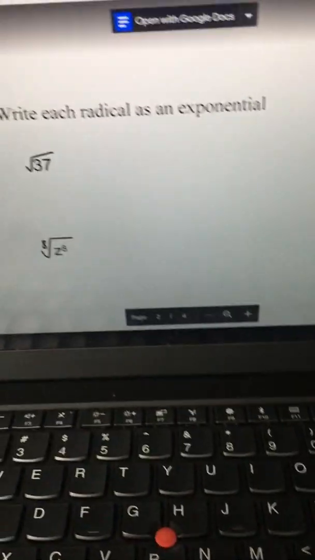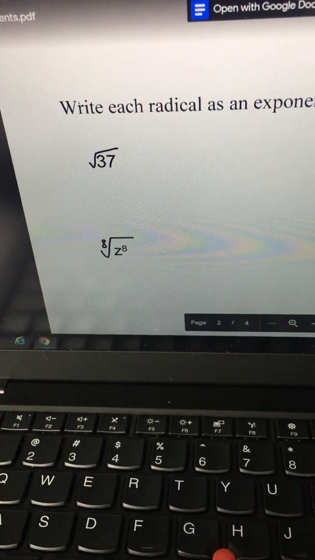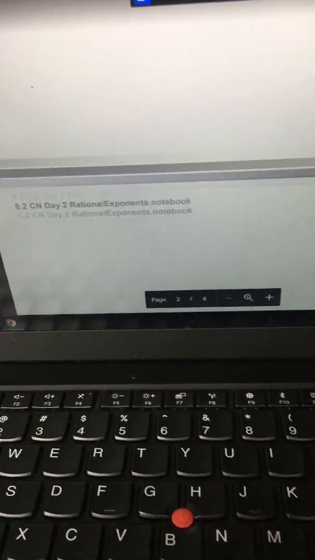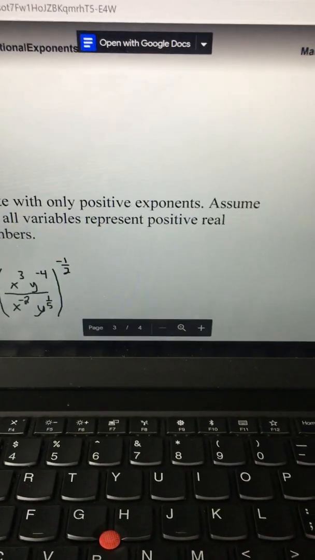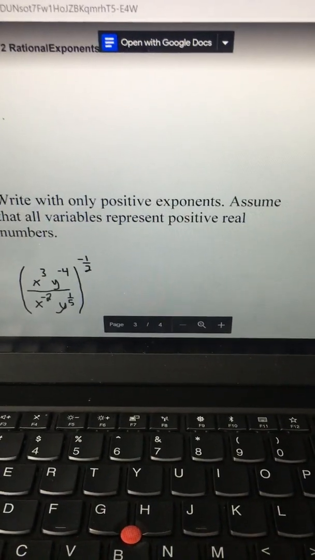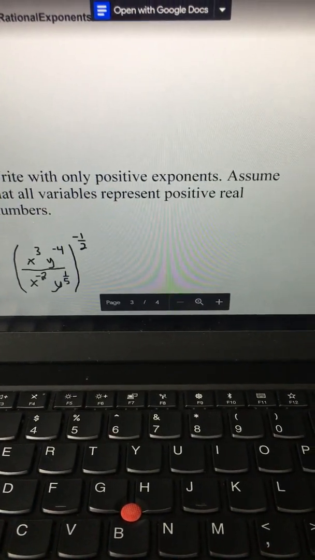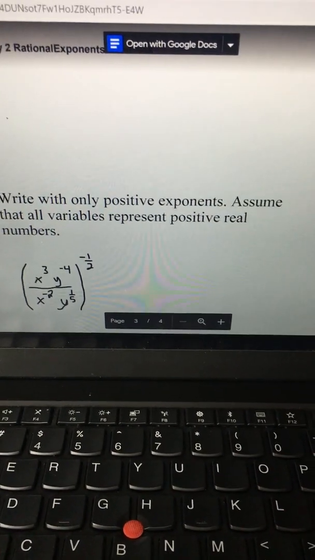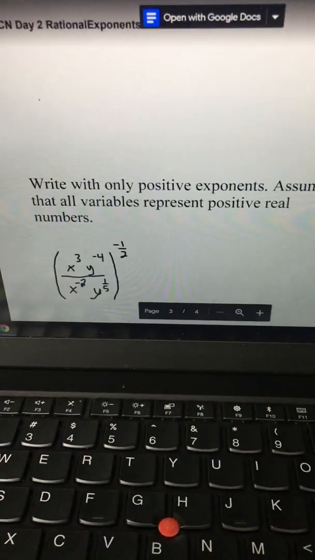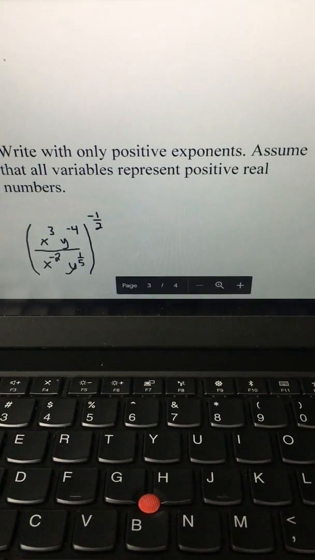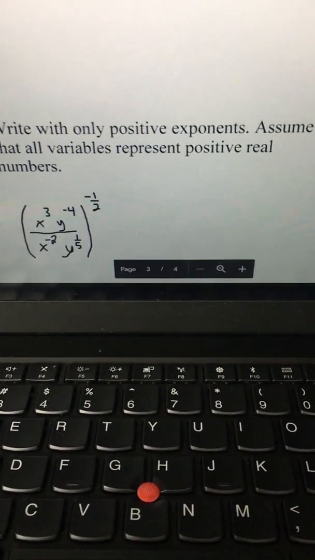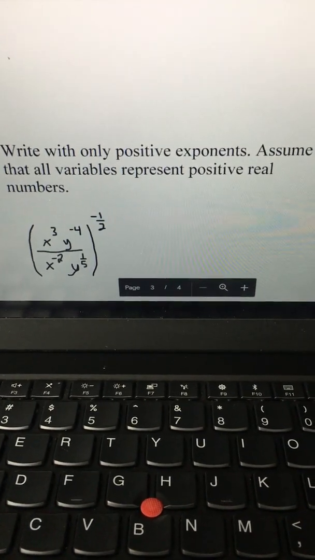Okay, let's move to the third page. I'm going to go to my computer so I can show you. Okay, these directions say to write with only positive exponents. So working with laws of exponents, adding exponents when you need to, subtracting them when you need to, and multiplying when you need to. And then again, it's always going to say, assume that the variables represent positive real numbers. We're going to work with these and keep them in exponential form. We are not going to write these as roots.